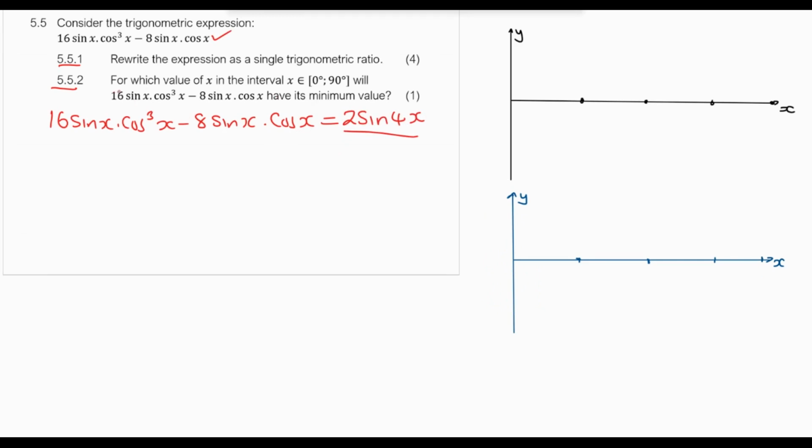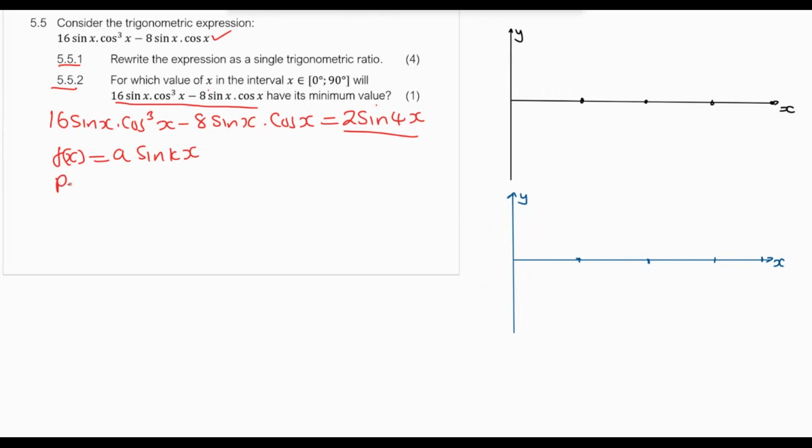So now question 552 says, for which values of x in the interval 0 to 90 degrees will this trigonometric expression have its minimum value? So we know for the sine graph where the minimum value is and where the maximum value is. So I want to explain this using the trigonometric functions. Remember, for the function of the form f of x is equal to a sine kx.